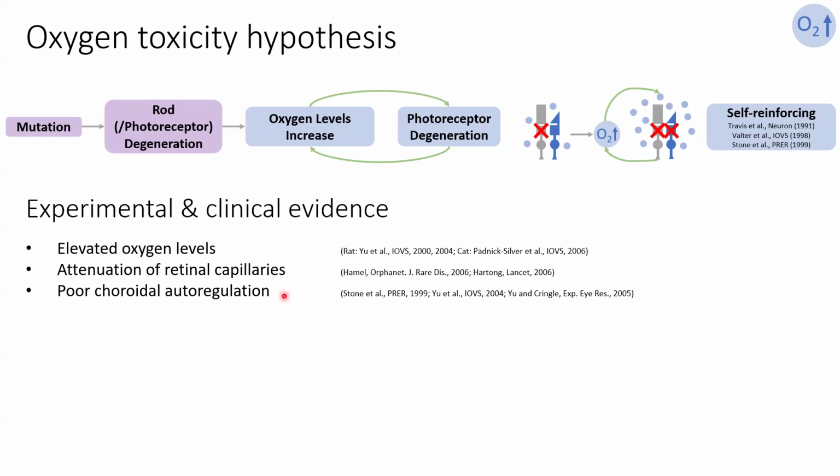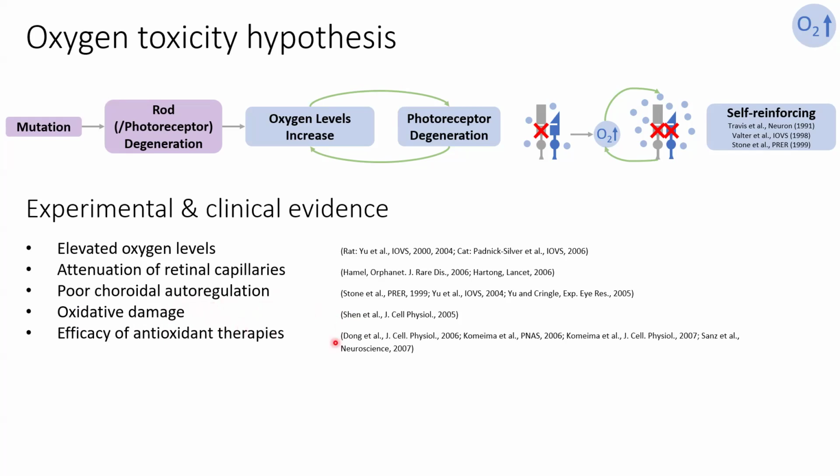You get poor choroidal autoregulation, so even though oxygen levels are high, the choroid is still providing a large supply of oxygen. We know from, for example, pig models of RP that oxidative damage is done to DNA, proteins, and lipids. And on the flip side of that, the efficacy of antioxidants has been demonstrated in slowing degeneration in RP, suggesting that they're neutralizing the reactive oxygen species that result from hyperoxia. So it would seem that there's a strong case to be made that oxygen toxicity is playing a role. It's not the sole player at all. These are complementary hypotheses, but it seems to be playing a role in the retinal degeneration.